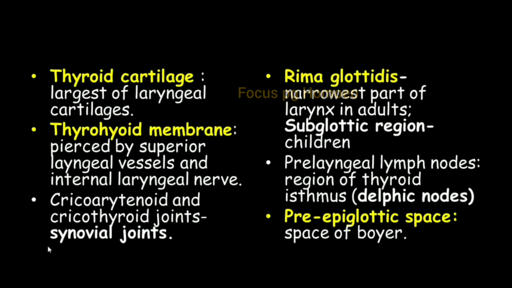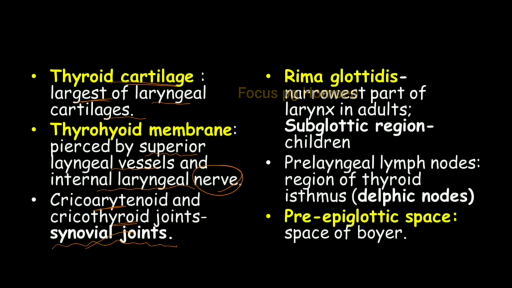And here come a few MCQ points related to these cartilages and larynx. First, regarding thyroid cartilage, this is the largest of the laryngeal cartilages. Then comes thyroid membrane. This thyroid membrane is pierced by superior laryngeal vessels and internal laryngeal nerve. Then come two synovial joints: cricoarytenoid and cricothyroid, which are of synovial joint type.